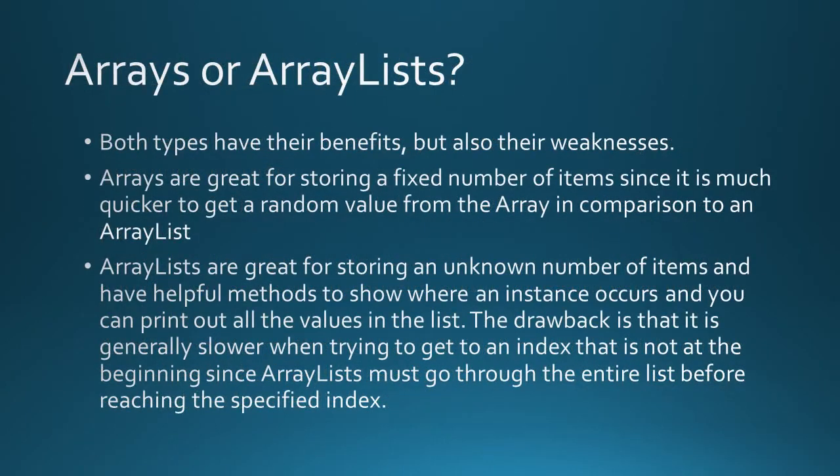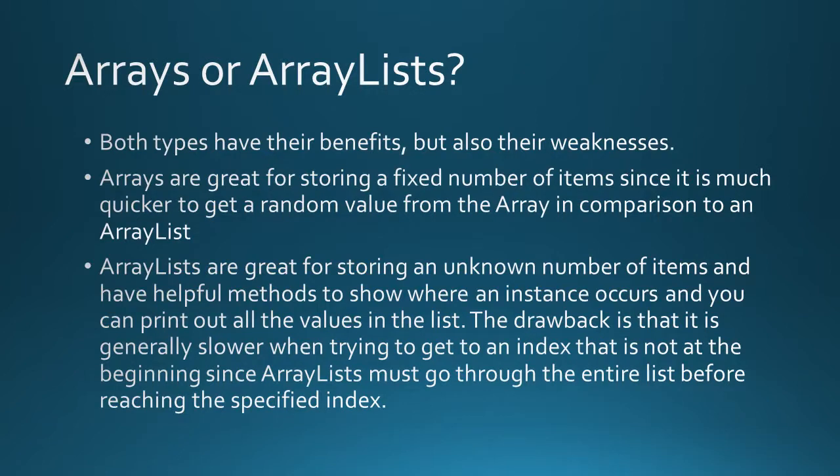So in the end, arrays or array lists, both have their benefits, but they also have their weaknesses. Arrays are great for storing a fixed number of items since it's much quicker to get to any random index in the array than it is in an array list, meaning that it's much easier to get to index 3 in an array of 5 in comparison to getting to index 3 in an array list of 5. It's a lot faster for the computer to do it in the arrays.